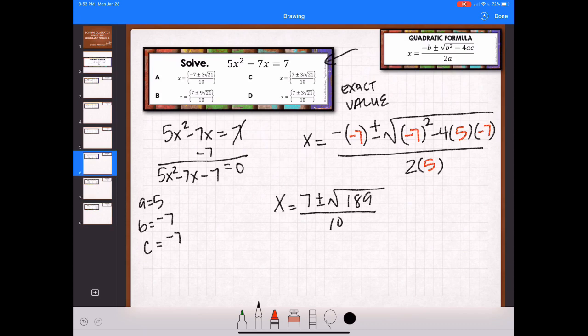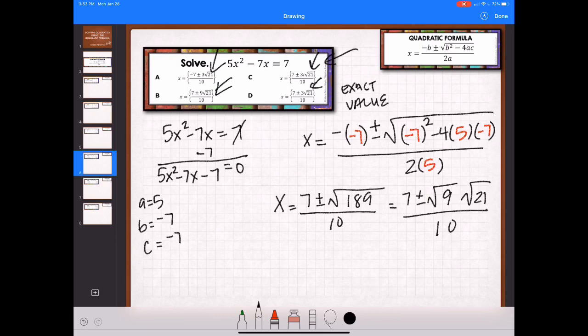is not a perfect square, okay? You want to figure out how can you simplify that. So you have 7 plus or minus what two numbers multiply together to give you 189. So if you look at your answer choices, I see a 21 here. So I'm going to assume that one of these is 21, and I need to figure out what the other one is. So I'm dividing 189 divided by 21, and that gives me 9. So 9 times 21 gives me 189.